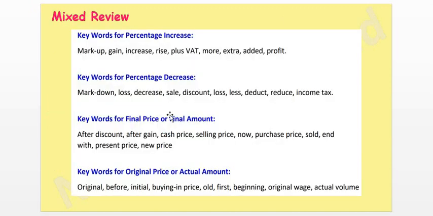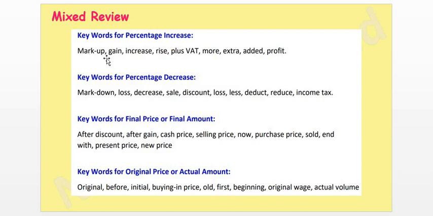So here I made a list of the keywords. Now better have a look at them. Pause the video here. These are the keywords. If you find these keywords in the questions, in the word problems, then it will be easy for you to decide which formula to use.